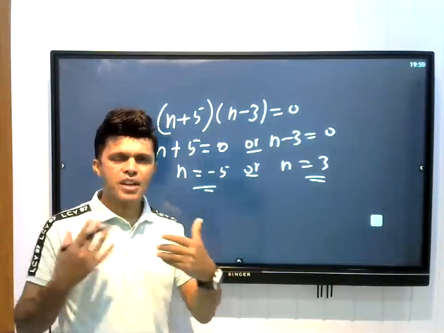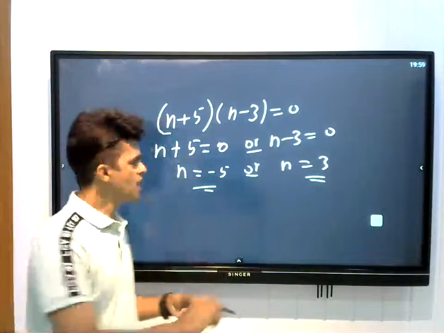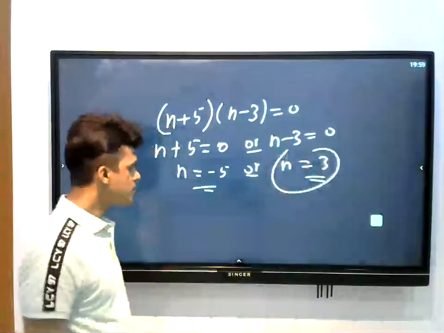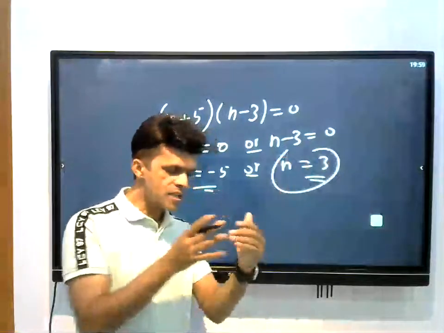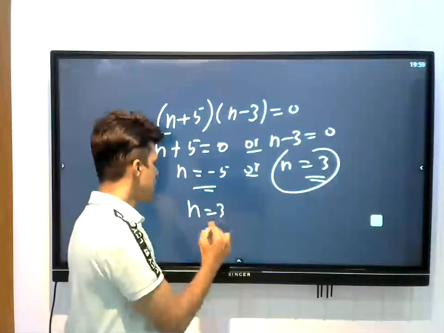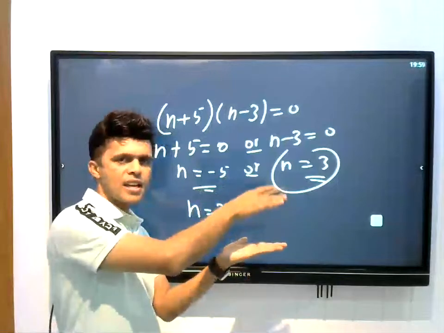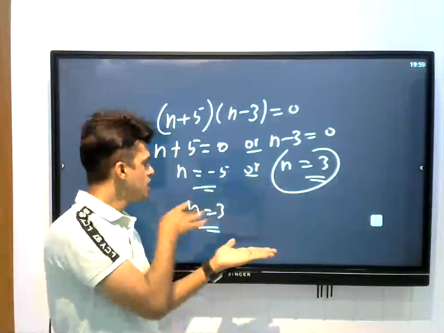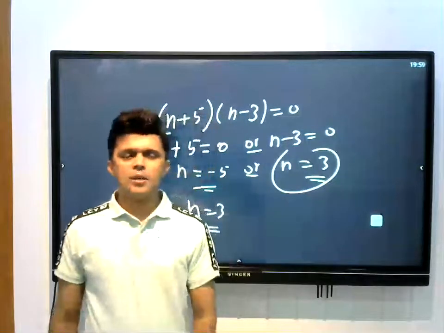So to get the sum 30, you need to add 3 terms. That's the answer. Therefore n equals 3. Here you have to write that the negative value is not taken as the answer. Therefore, the value of n is 3. You need to write it down.